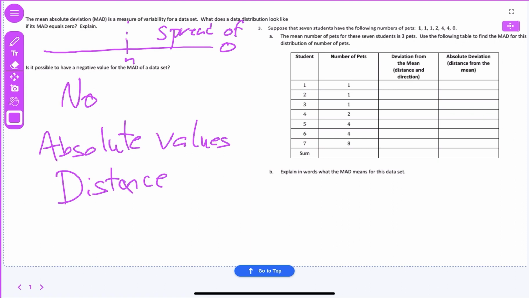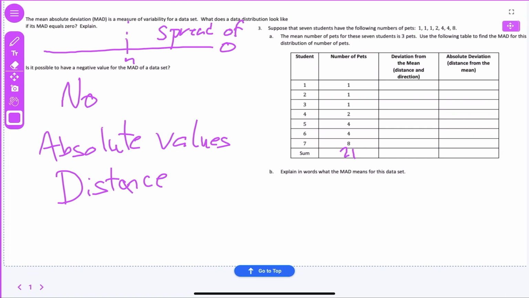Okay? Now, suppose that 7 students, number 3 here, have the following number of pets: 1, 1, 1, 2, 4, 4, 8. The mean number of pets for these 7 students is 3. Use the following table to find the MAD for this distribution. Well, let's go ahead and calculate our total number of pets. 1, 1, 1, 1, 2 is 5. 5 and 8 is 13, and 8 is 21.